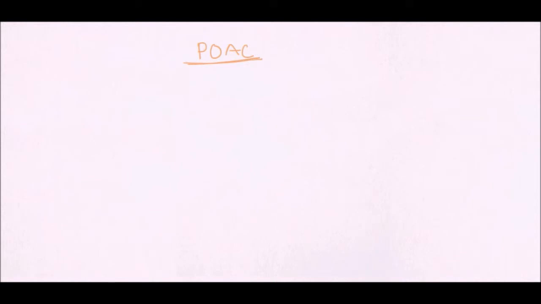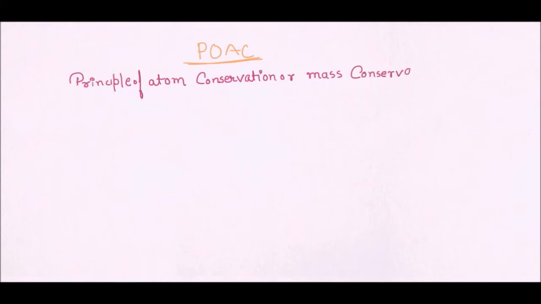So we are going to discuss the POAC method. Okay, POAC is basically the principle of atomic conservation. Principle of atomic conservation means we will solve numerical problems by conserving atoms, and conservation of atoms indirectly also means mass conservation, and that's why we can say this method is the atom conservation method or mass conservation method.